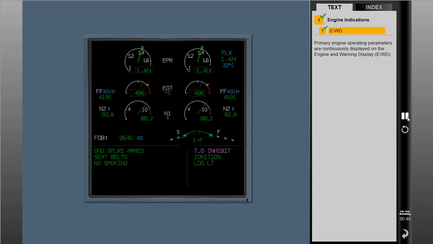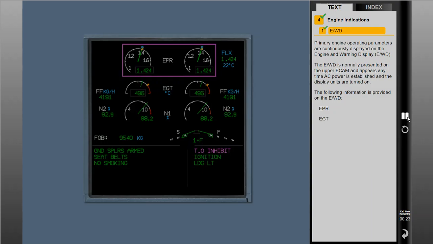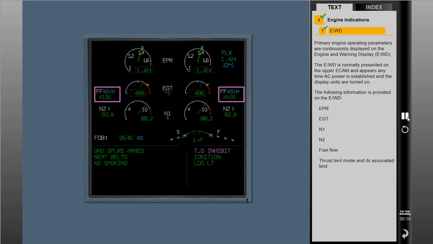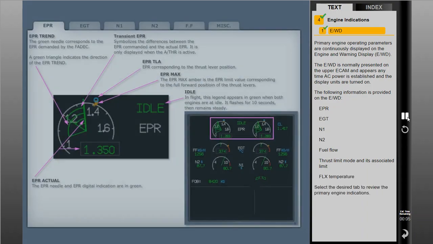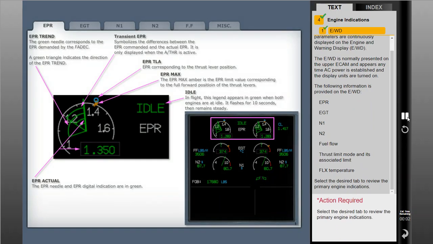Primary engine operating parameters are continuously displayed on the Engine and Warning Display, EWD. The EWD is normally presented on the upper ECAM and appears anytime AC power is established and the display units are turned on. The following information is provided on the EWD: EPR, EGT, N1, N2, fuel flow, thrust limit mode and its associated limit, and the flex temperature. Select the desired tab to review the primary engine indications.